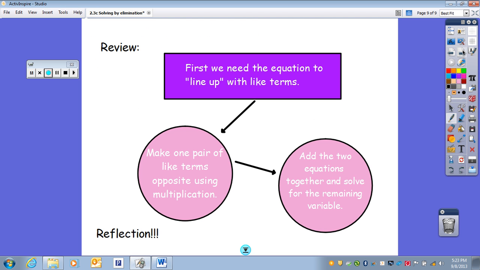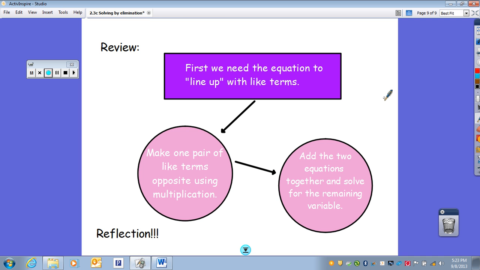So in review, first we need the equations to line up with like terms. Then we need to make one pair of like terms opposite using multiplication. Add the two equations together and then solve for the remaining variable as well. Please be sure to complete the reflection.